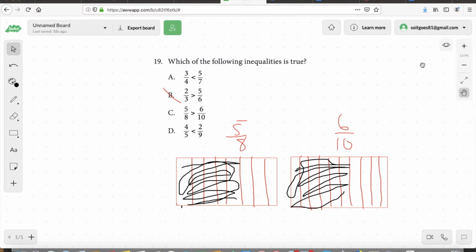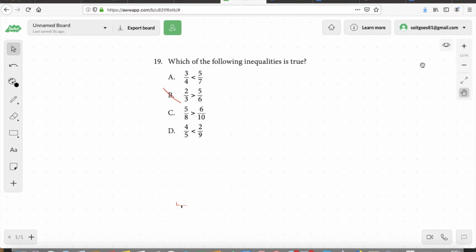Go ahead and read that for me. 4/5 is less than 2/9, or 2/9 is greater than 4/5. Well, let's do this one with the rectangles. I think this one's going to be a little more straightforward. By the way, just looking at those, do you know which one's bigger? 4/5. Yeah, just looking at it, you should be able to figure it out. But let's confirm it using the rectangle method.